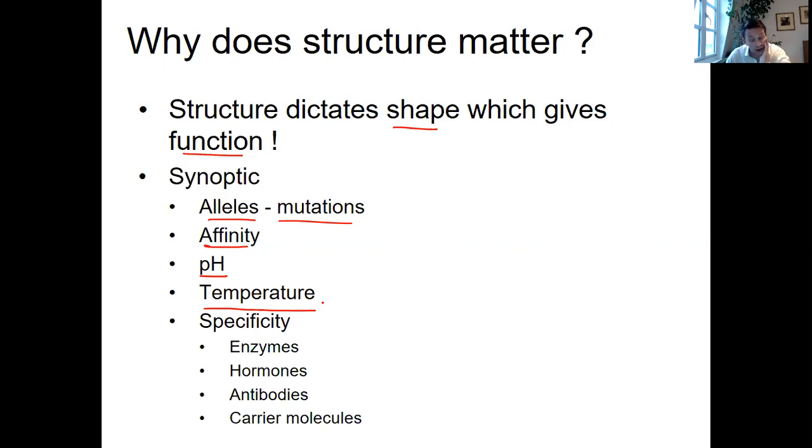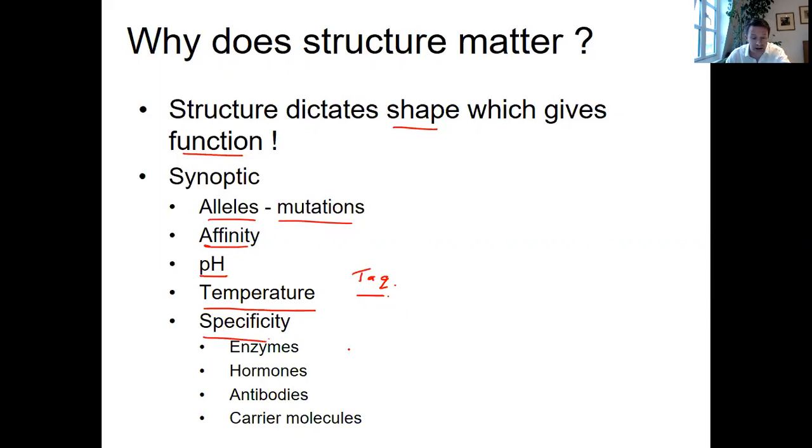Where temperature does not have a dramatic effect is where you get the protein from a thermophile. The classic example for this is the polymerase in the polymerase chain reaction, where you take it from Thermus aquaticus, or Taq polymerase, and that's your thermophile, so it's very temperature stable, so you can heat it to 95 degrees and it doesn't denature.